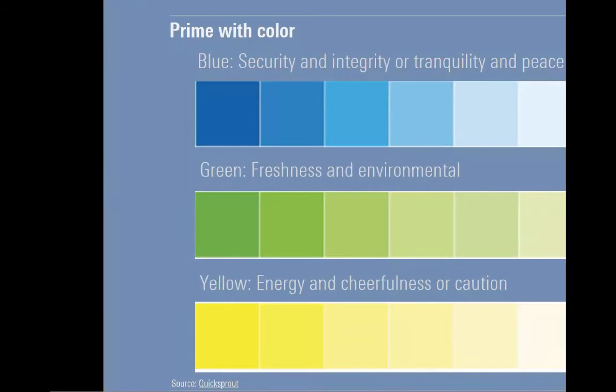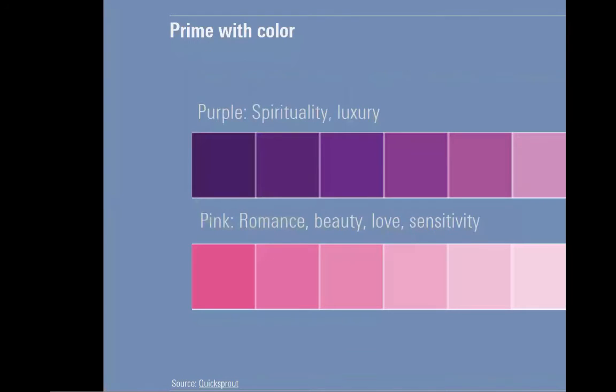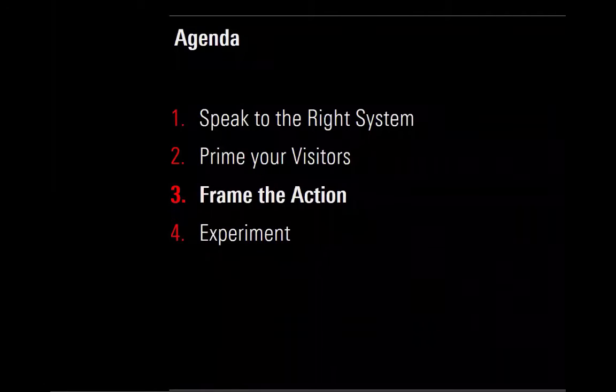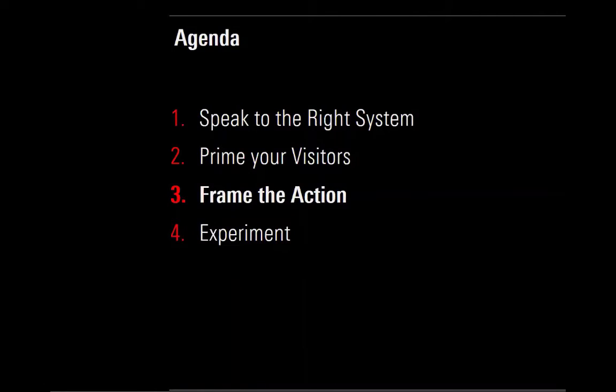The final way you can do this is priming with color. Every core color, and even the shades of those colors, makes a big difference in how we feel and perceive something. I won't go through the specific details for the sake of time, and we'll share the slides after, but understand how color relates to people and how you want your product to be perceived. So that covers priming, and it moves us to our third option, which is framing the action.